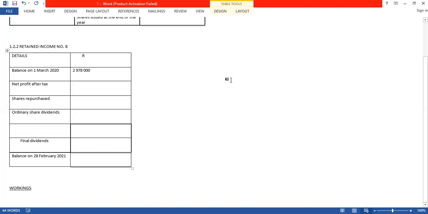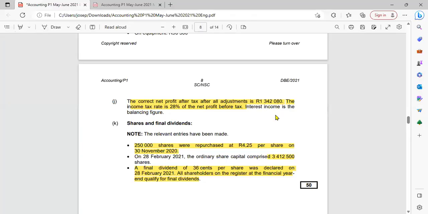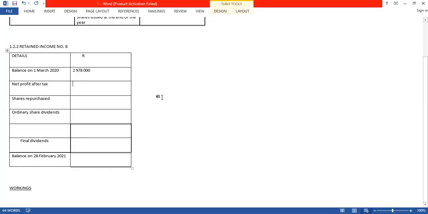So my net profit after tax, we said that it is 1,342,080. So 1,342,080 is my net profit after tax. Let me go and record it first. Okay, 1,342,000. Sorry, let me do it like this in a professional way.